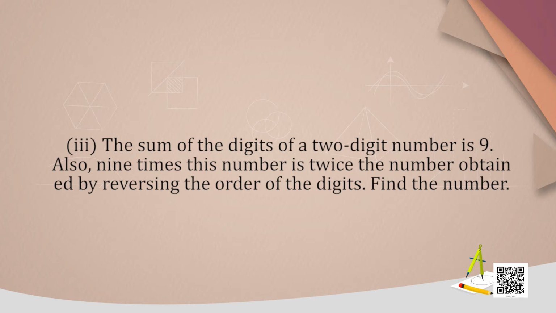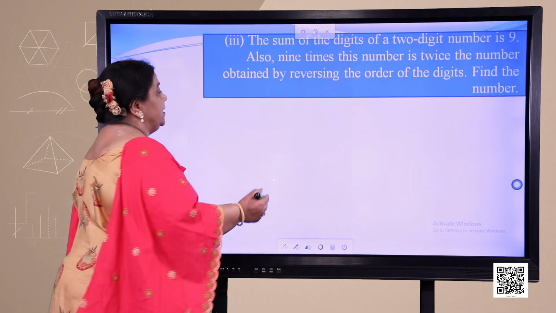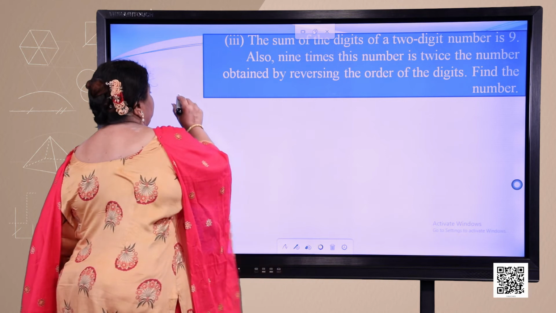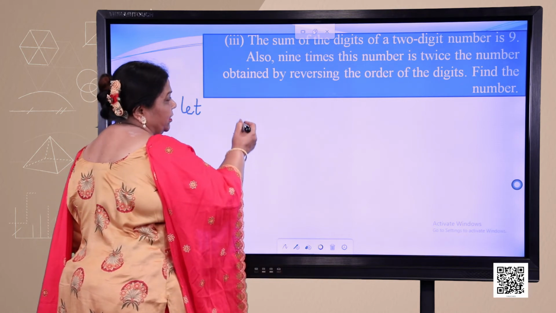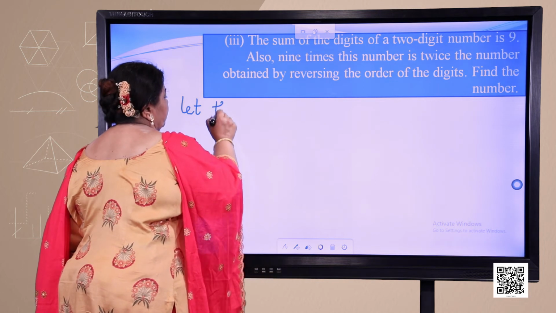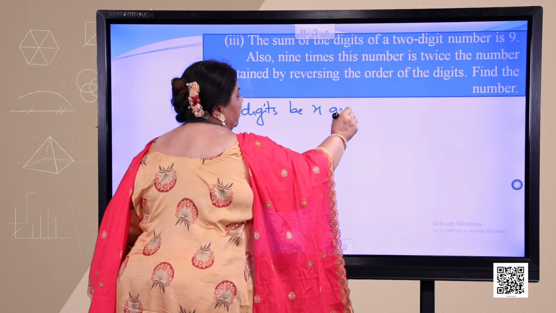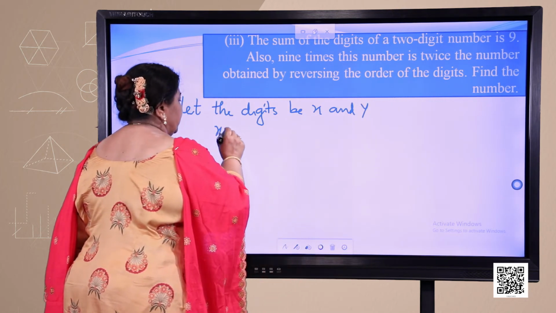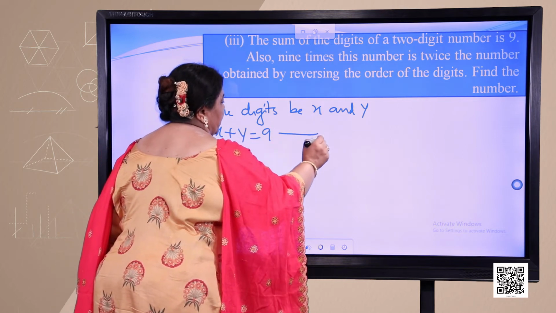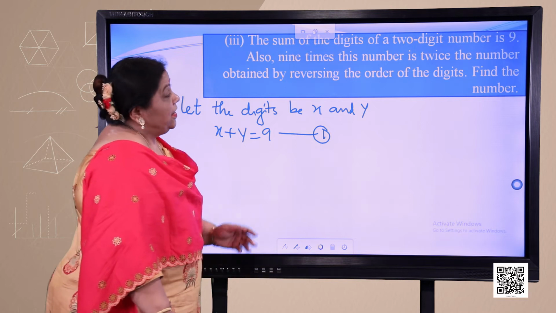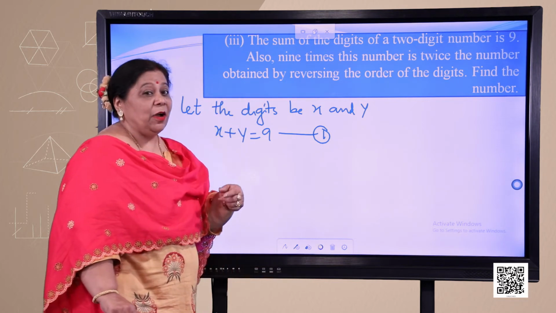The sum of the digits of a 2-digit number is 9. Also, 9 times the number is twice the number obtained by reversing the order of the digits. Find the number. So, let us take the digits as x and y. So, according to the condition, first condition is what? Sum of the digits. So, let the digits be x and y. So, x plus y is equal to 9. This becomes our first equation. Simple. Now, 9 times this number. Now, it is a 2-digit number.